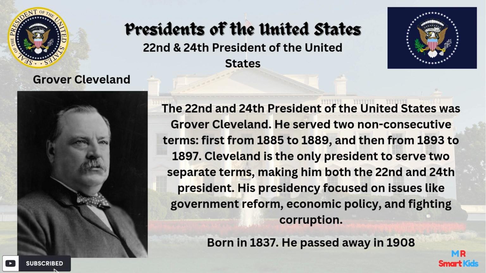The 22nd and 24th President of the United States was Grover Cleveland. He served 2 non-consecutive terms, first from 1885 to 1889, and then from 1893 to 1897. Cleveland is the only president to serve 2 separate terms, making him both the 22nd and 24th president. His presidency focused on issues like government reform, economic policy, and fighting corruption. He was born in 1837. He passed away in 1908.